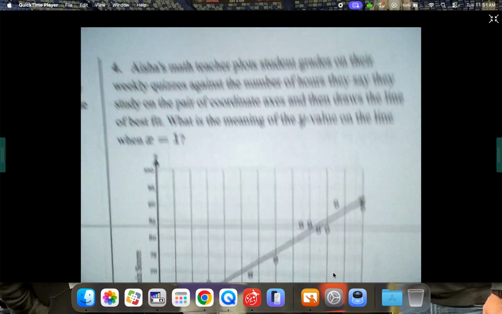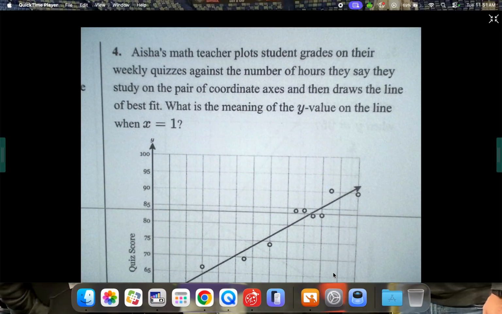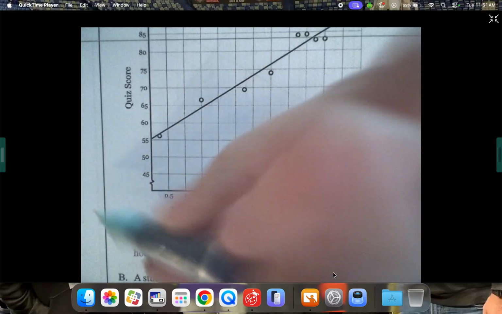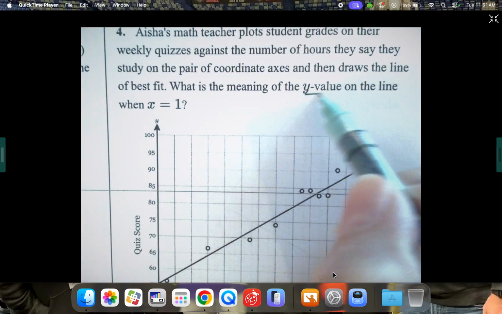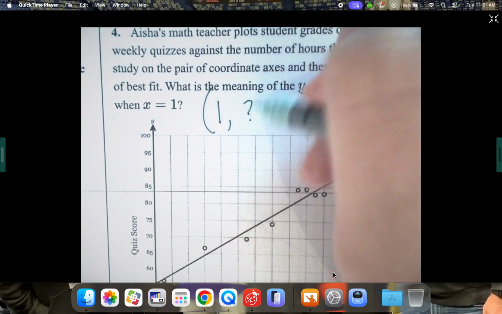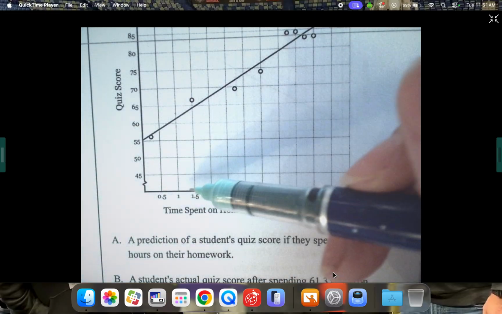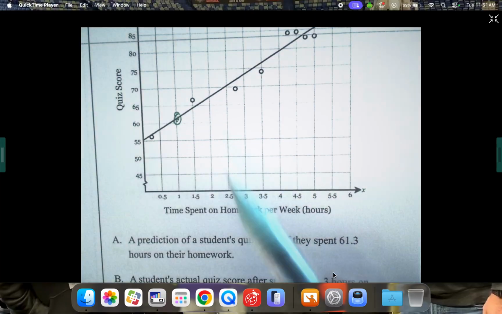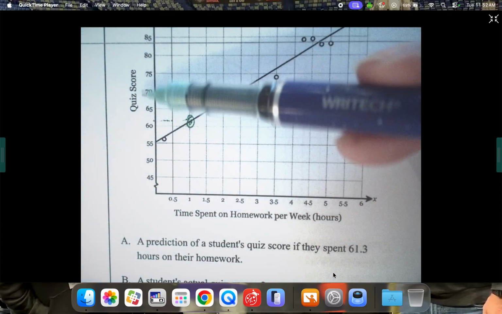Okay, let's take a look at number 4. The math teacher plots student grades on their weekly quizzes based on the number of hours they say they studied. Quiz scores, hours that you studied. We want to find the meaning of the y when x is 1. So when x is 1, what does the y mean? So let's go to the x-axis 1, and let's see what the y-axis would mean. So this is where it would hit. So we'd be reading off to the side to see about what your quiz score would be expected to be.